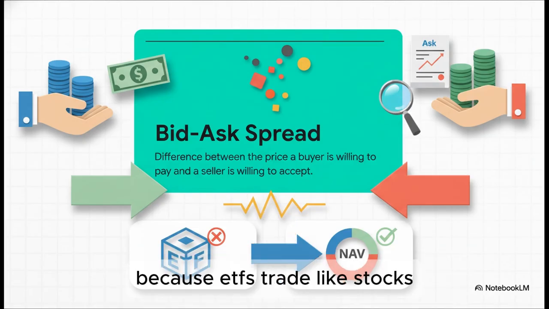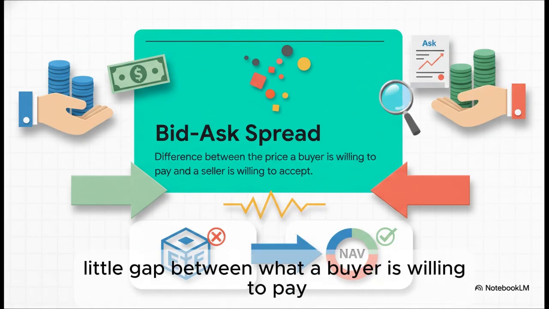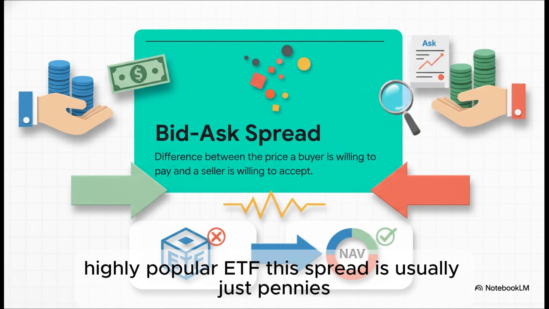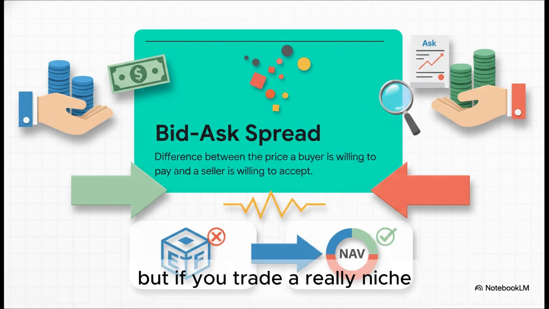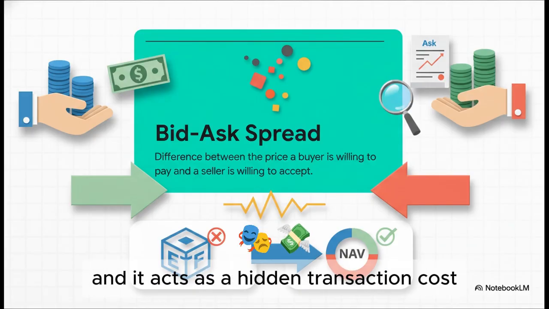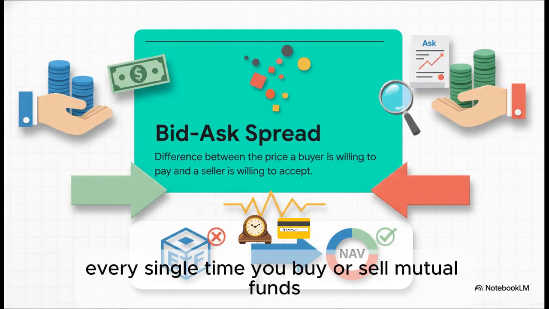Because ETFs trade like stocks, there's always a tiny little gap between what a buyer is willing to pay, the bid, and what a seller is demanding, the ask. If you're trading a massive, highly popular ETF, this spread is usually just pennies. You'll barely even notice it. But if you trade a really niche, low-volume ETF, that spread widens out, and it acts as a hidden transaction cost every single time you buy or sell.